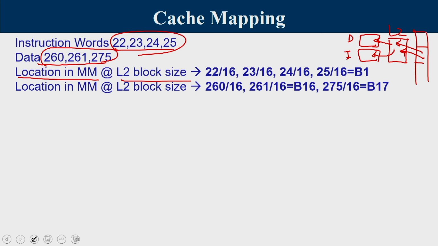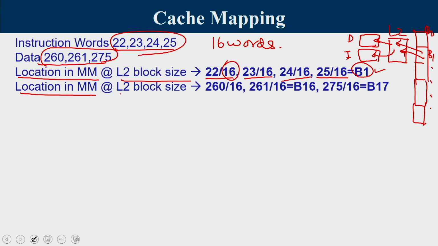When you transfer something from main memory to L2, it is a block of data that gets transferred, equal to the block size of L2. L2 is divided with a block size of 16 words. So, 22 divided by 16, 23 by 16, 24 by 16, 25 by 16, these are all words which are part of block 1 in main memory. Your main memory has block 0, block 1 and so on. To find out which block word number n is part of, we divide it by the block size in words. So, when I divide by 16, I get B1.